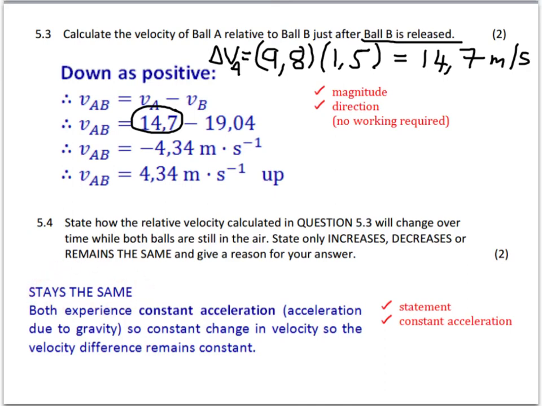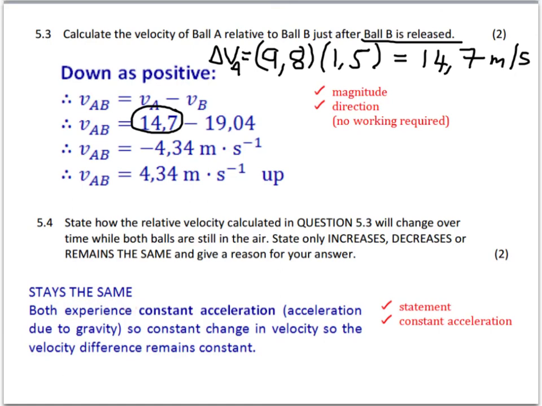The important thing to realize is that both objects experience constant acceleration. They experience the same acceleration, which is the acceleration due to gravity. If acceleration is constant, the change in velocity must be constant, so the velocity difference must remain constant as well. Yes, the velocity of object A does change. The velocity of object B also changes. But the relative velocity, or the velocity difference, does not change, so the relative velocity must remain the same.